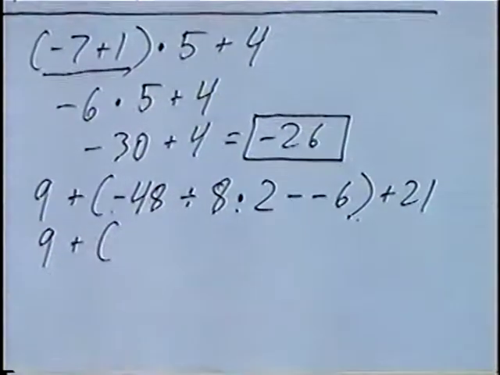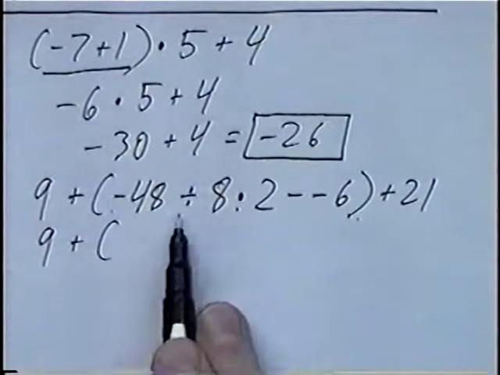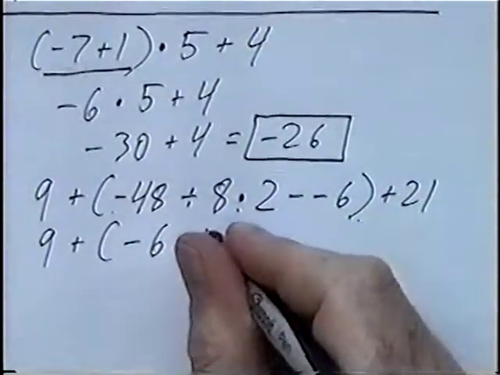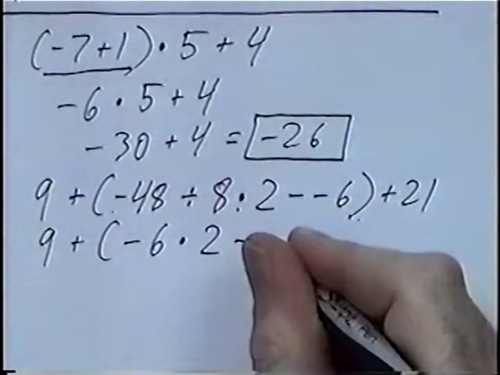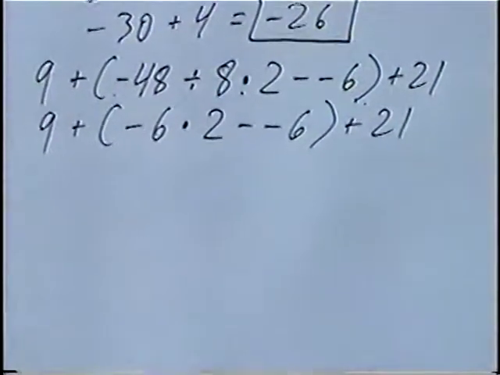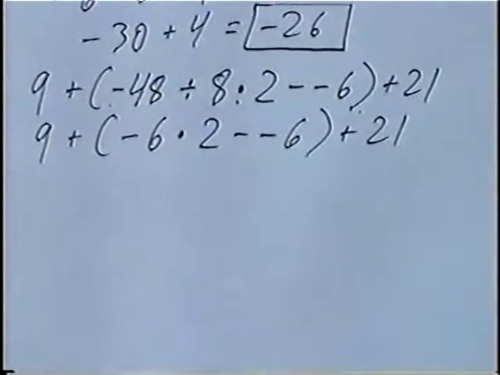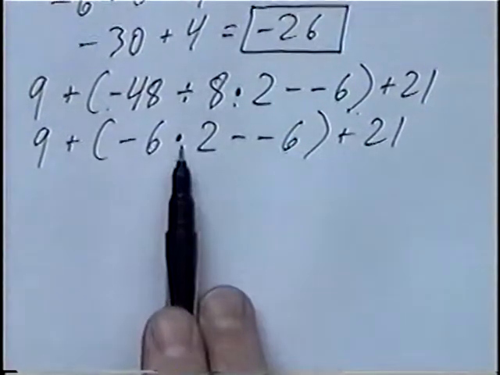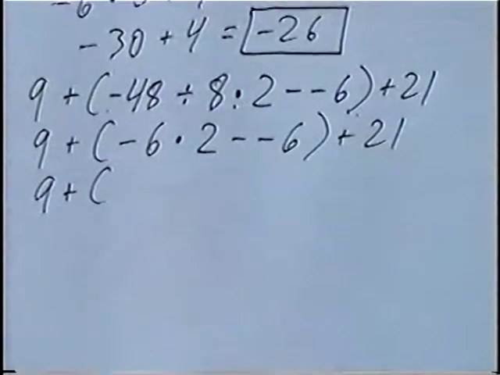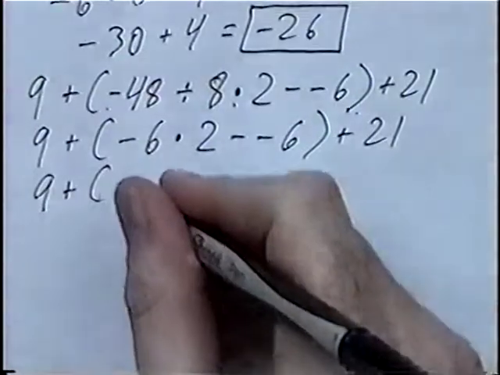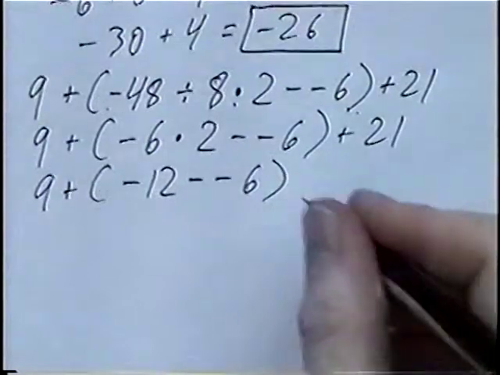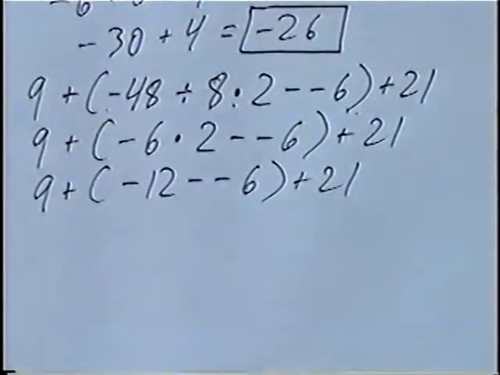Outside the parentheses, the 9 would stay the same. -48 divided by 8 would be -6 times 2 minus a -6, and plus 21 stays the same. Continuing the multiplication and division from left to right, we have multiplication left. So 9 plus -6 times 2 is -12 minus a -6 and plus 21 outside the parentheses.